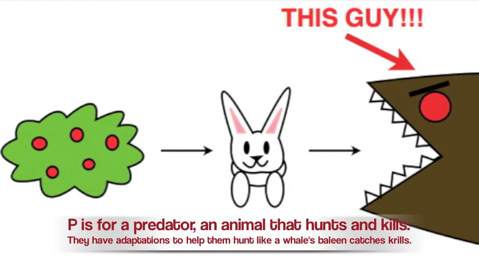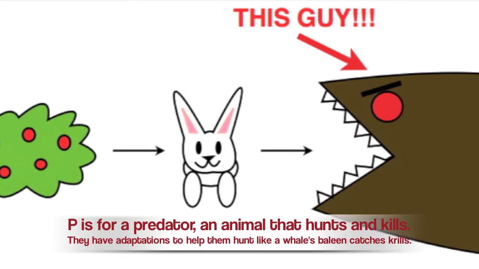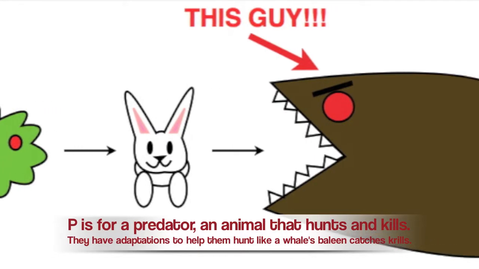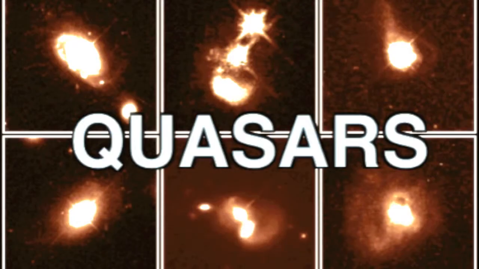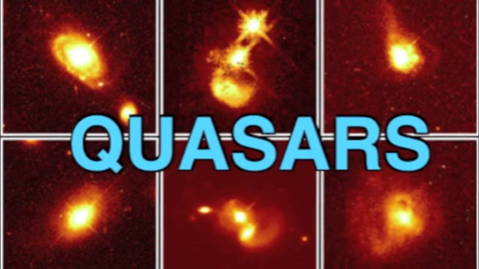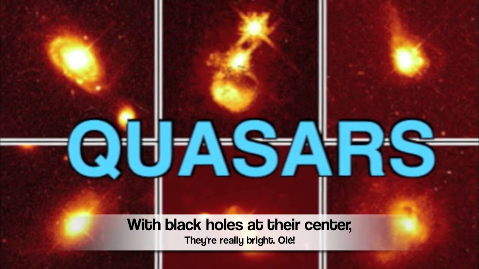P is for a predator, an animal that hunts and kills. They have adaptations to help them hunt, like a whale's baleen catches krill. Q is for quasar, a galaxy far, far away. With the black holes at their center, they're really bright.